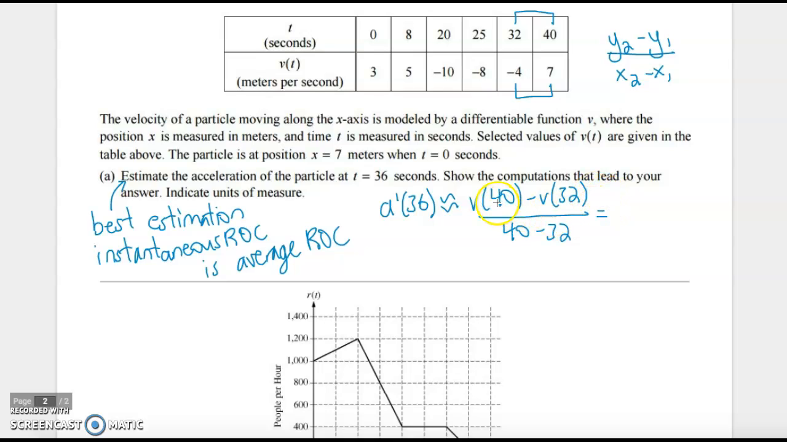So velocity at 40 is 7. Velocity at 32 seconds is negative 4, all over 40 minus 32, which is 8. So I end up with 7 minus negative 4, so 11 eighths. And then we have to do meters per second squared because it's my velocity over seconds.